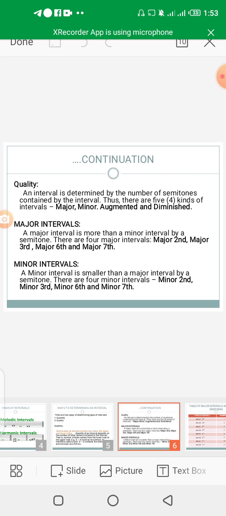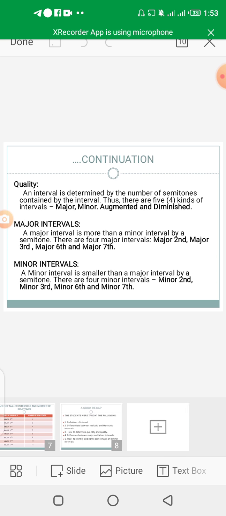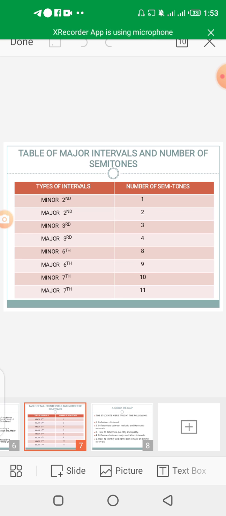Now, a minor interval is smaller than the major interval by a semitone. You see, the minors are smaller than the majors. There are four minor intervals: the minor second, the minor third, the minor sixth, and the minor seventh. Now, this is a table of major and minor intervals and the number of semitones.